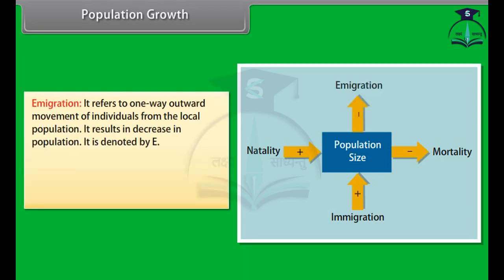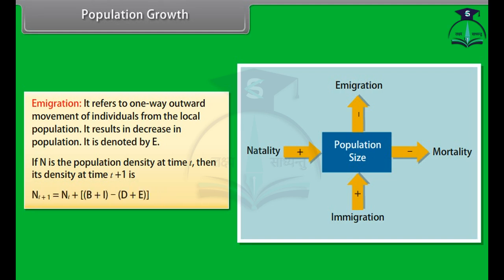Emigration. It refers to one-way outward movement of individuals from the local population. It results in a decrease in population. It is denoted by E. If N is the population density at time t, then its density at time t plus 1 is Nt+1, which equals Nt plus B plus I minus D plus E.